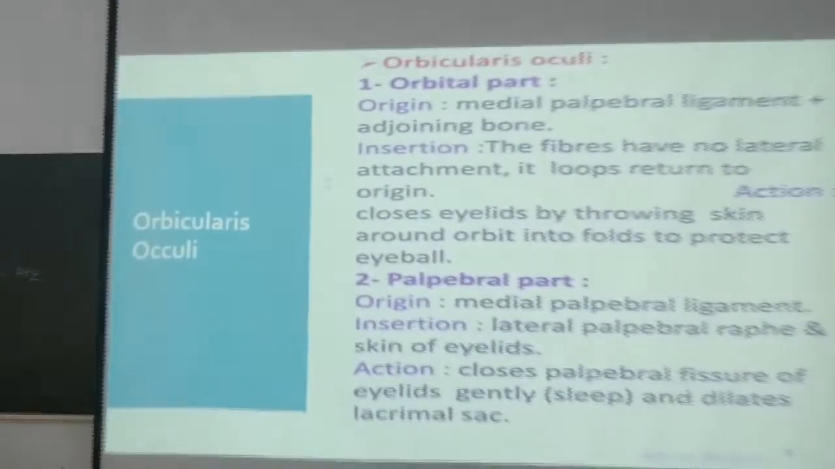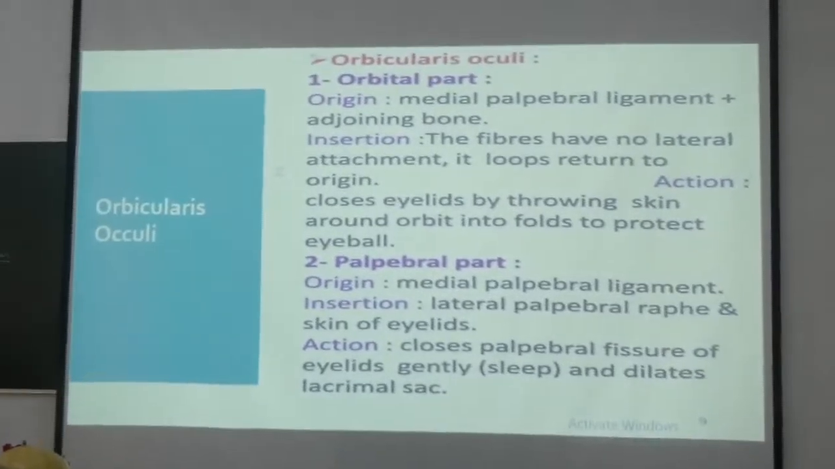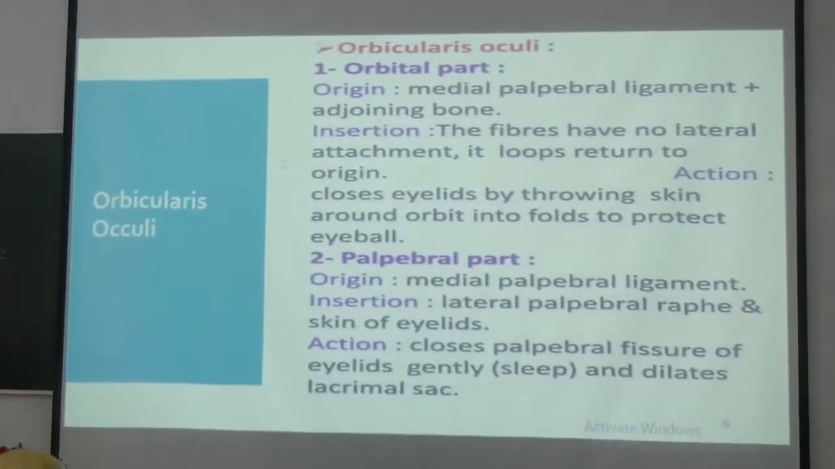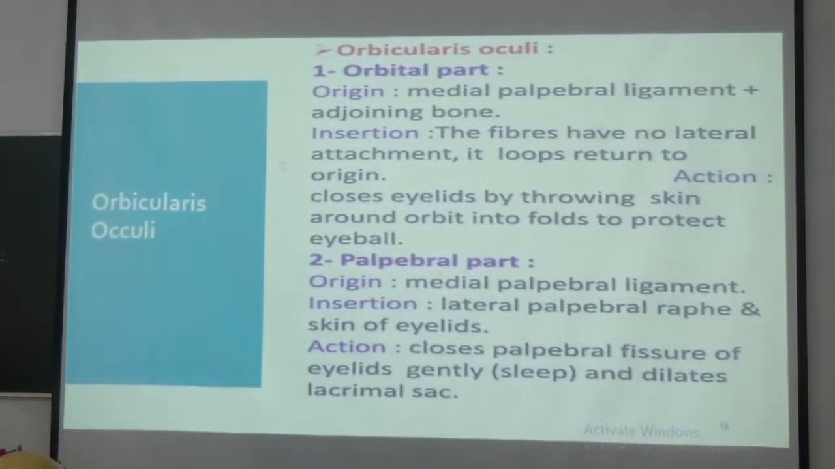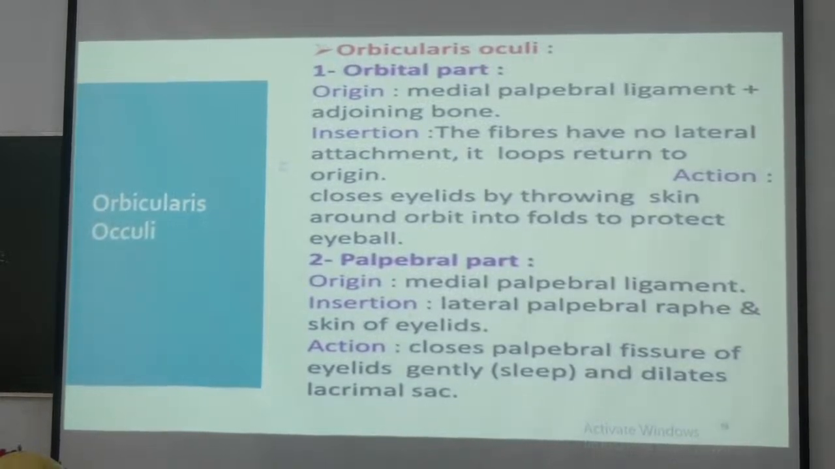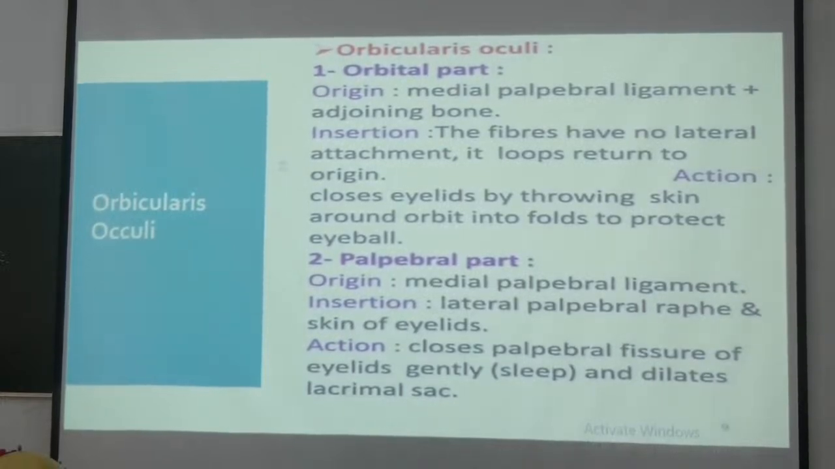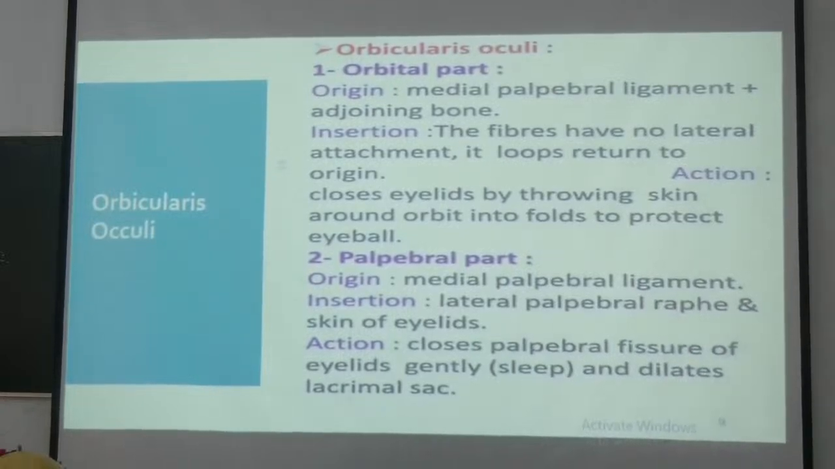So what is the function? Do you know where the lacrimal sac is located? The lacrimal sac is in the corner, medially. So that is forming the lacrimal apparatus. Where is the lacrimal gland? Laterally. On the lateral side, from there tears would be secreted, coming to the lacrimal sac.